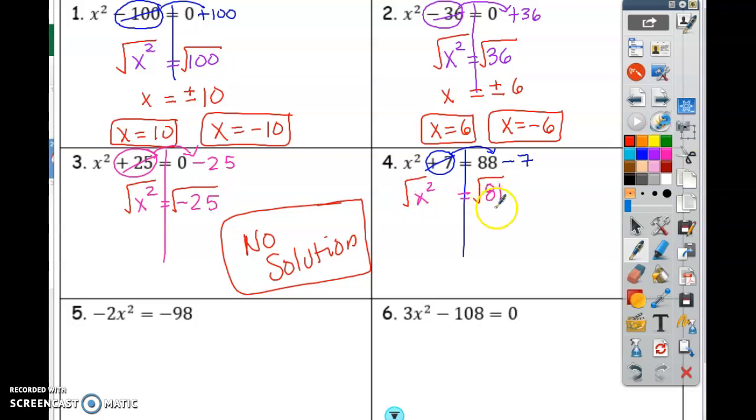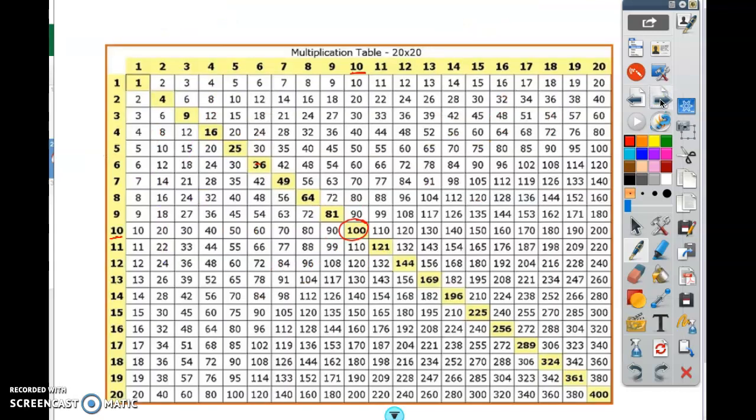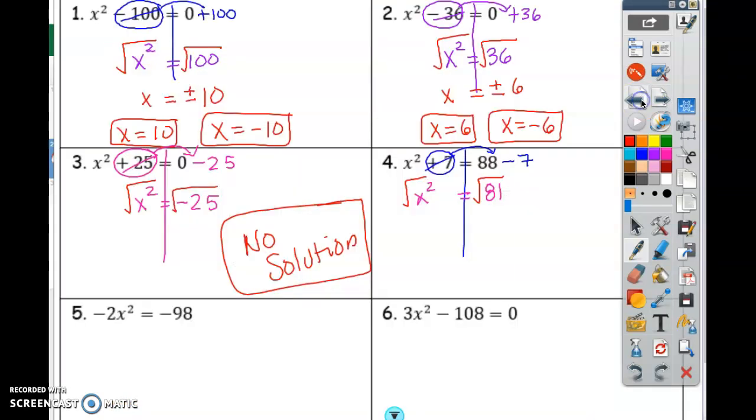What's the square root of 81? 9. Look at your table. Here's 81. The square root of 81 is 9. So x equals plus or minus 9. Because x can equal a positive 9 and x can equal a negative 9. Okay? We're almost done.